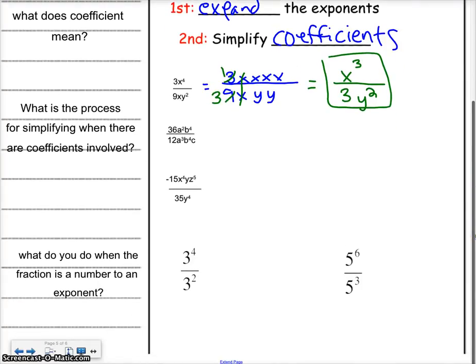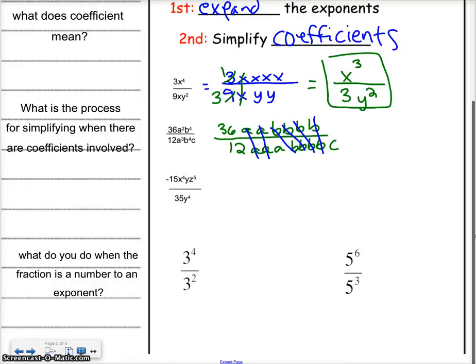Next one, 36, 2 a's, 4 b's over a 12, and 3 a's, 4 b's, and a c. Woo. Cross, cross, cross, cross, cross, cross. What can I divide 36 and 12 by? What goes into both of them? Well, there's something bigger than 3 and 6. 12. Sure, 12. So that's the GCD.